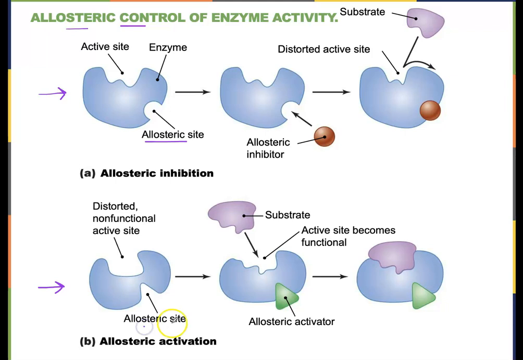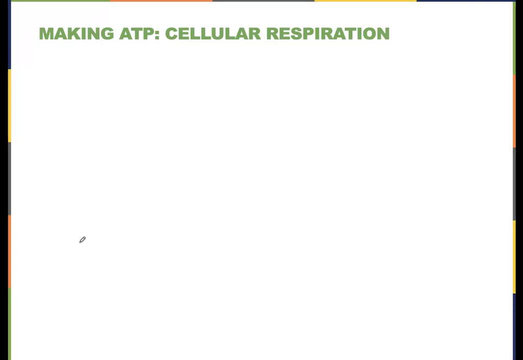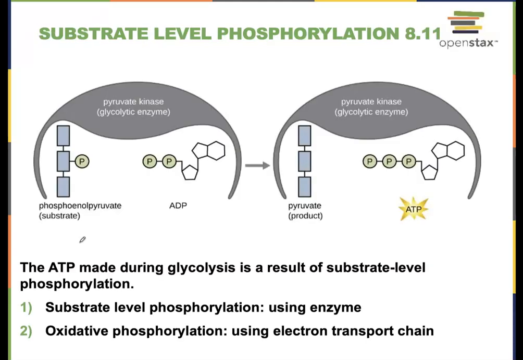So we have our same allosteric site. We have an allosteric activator at this point, and then the activator binds and it makes the active site even more functional, so it binds that substrate better. So we can either inhibit, slow down, stop the enzyme from functioning, or we can enhance the enzyme's function. All right, so the second part of this lecture is cellular respiration.